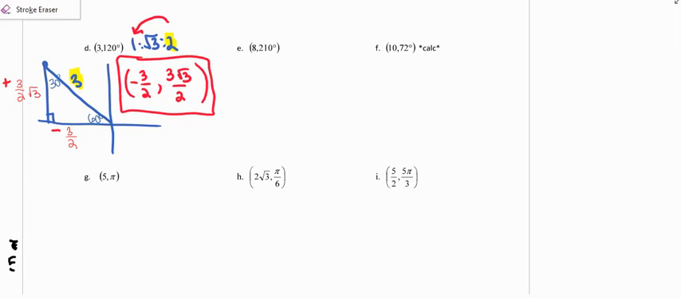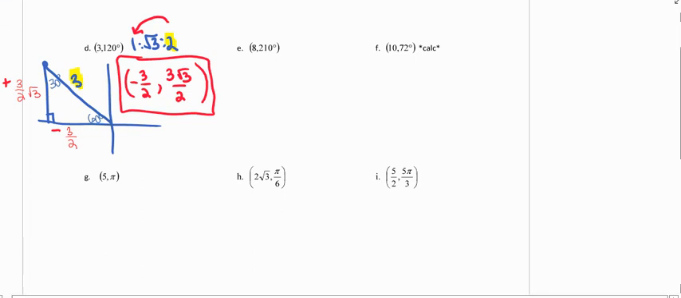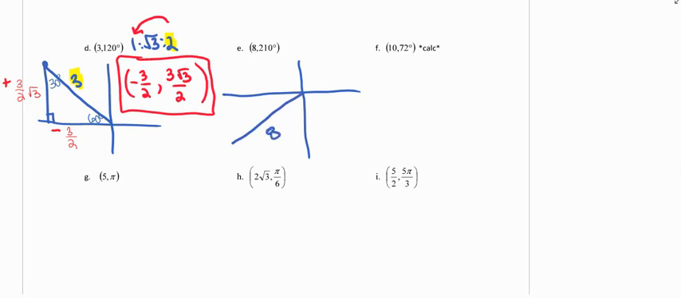All right, I don't know about you guys, I am having fun. Letter E says 8, 210 degrees. So 210 degrees is going to put me in quadrant 3. Radius length here is 8. Reference angle here is going to be 30. I'm going to go ahead and draw my right triangle. And again, I'm living in that 30, 60, 90 right triangle.